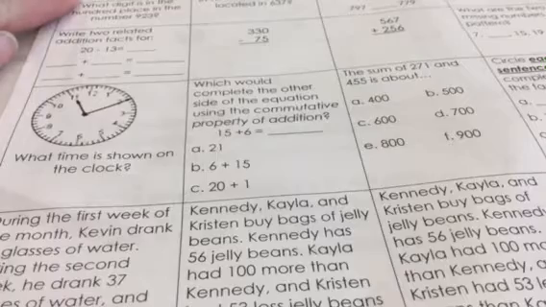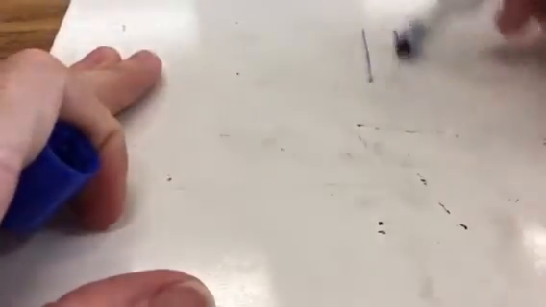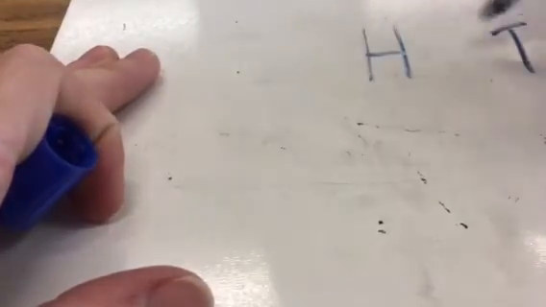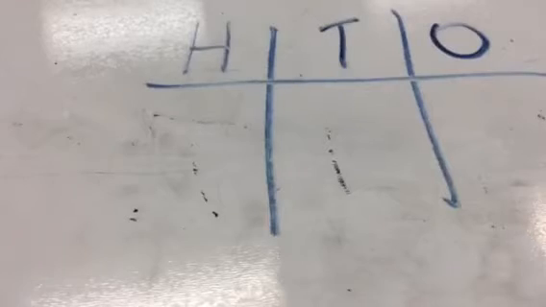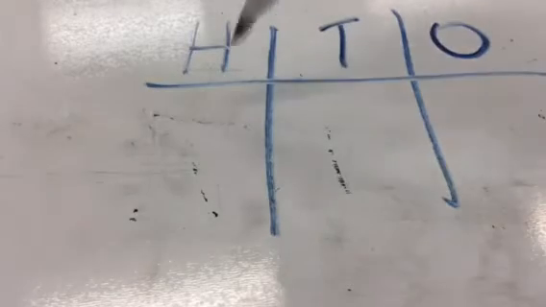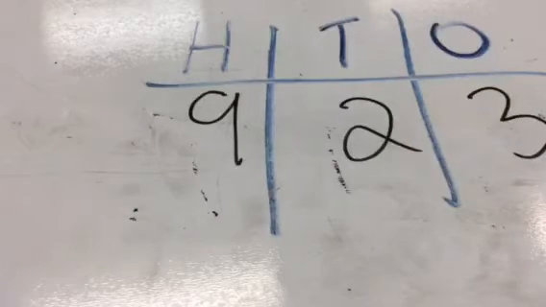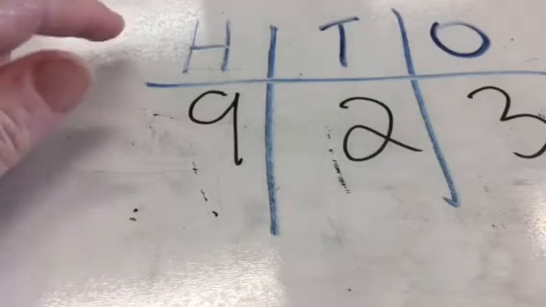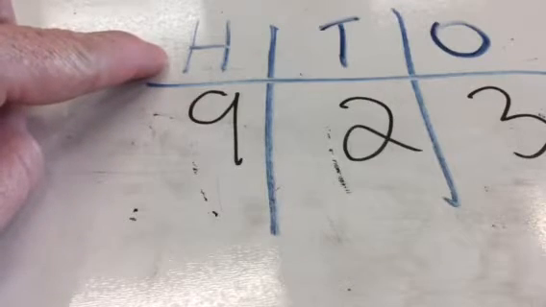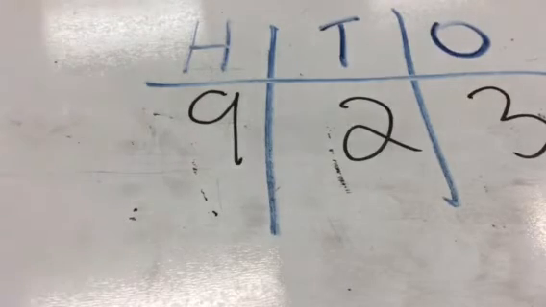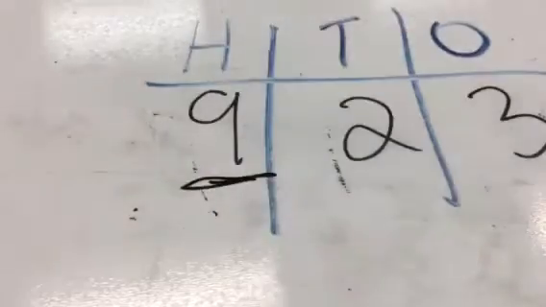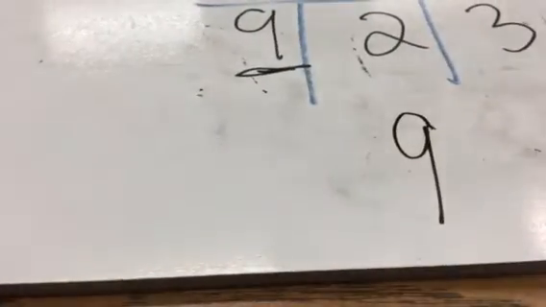What digit is in the hundreds place in the number 923? So I'm going to make an HTO chart, hundreds, tens, ones, and I'm going to put the number 923 in my HTO chart. That will help me figure out what digit is in the hundreds place. So if I'm looking for hundreds, I'm going to go to the H. The digit is a 9, so the answer to number 1 is 9.